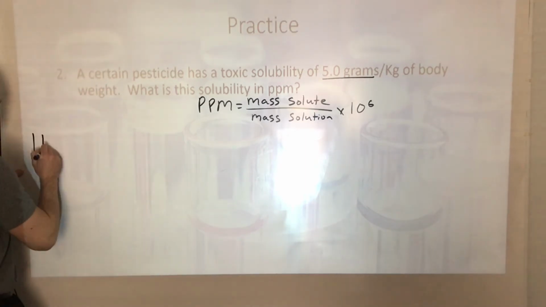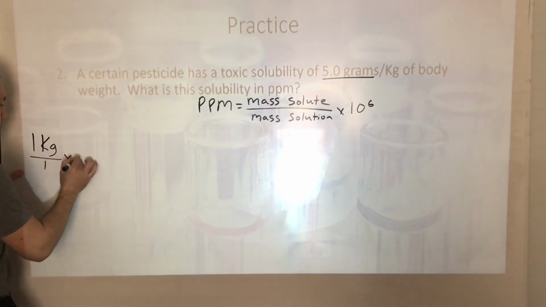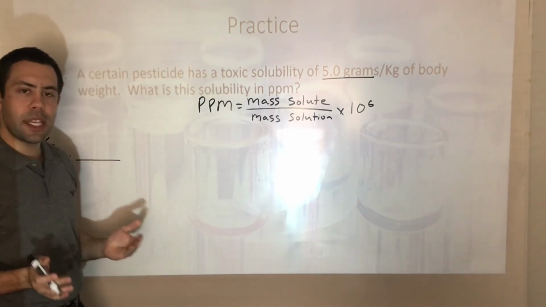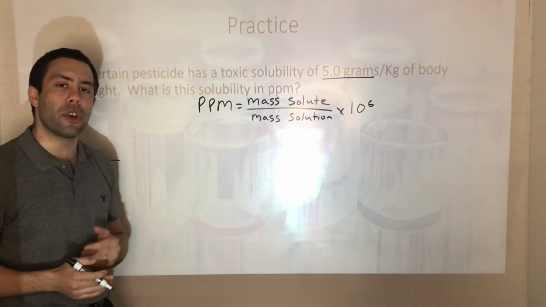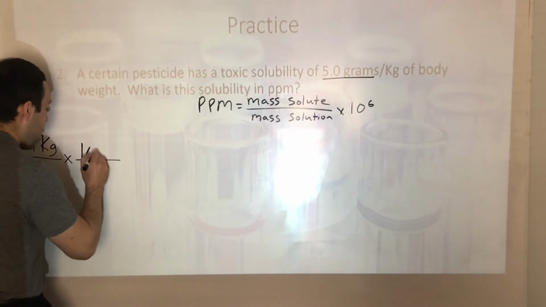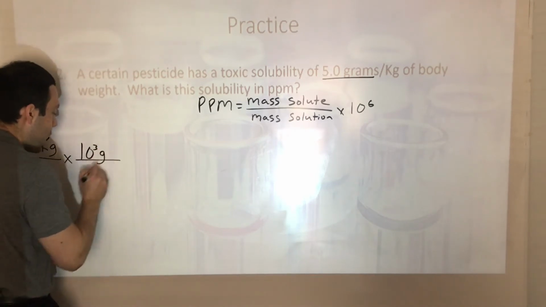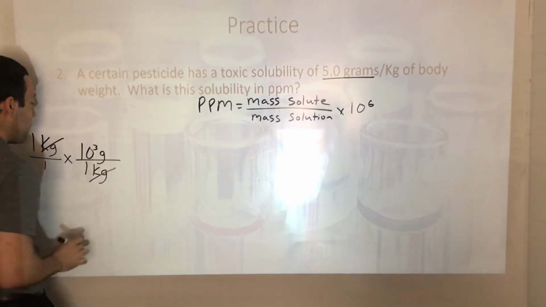1 kilogram over 1. I look at table C of my chemistry reference tables and find out that the conversion factor for a kilo is 10 to the third. There are 10 to the third grams in 1 kilogram. Kilograms and kilograms cancel out.